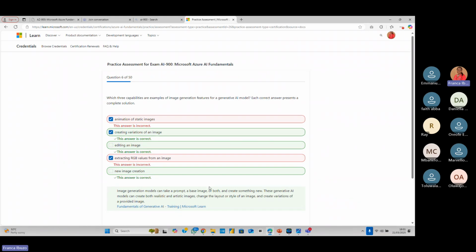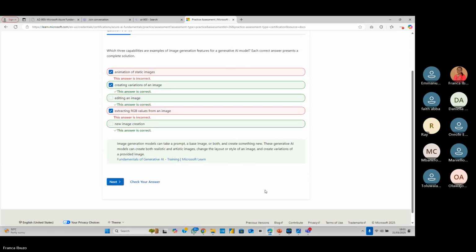Can you read the explanation? Image generation models can take a prompt, a base image, or both, and create something new. These generative AI models can create both realistic and artistic images, change the layout or style of an image, and create variations of provided images. Okay, that's good.